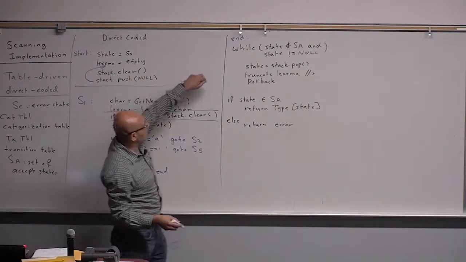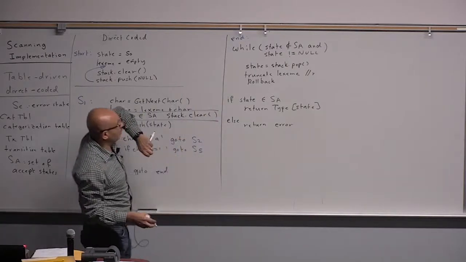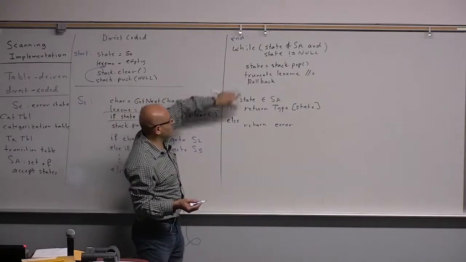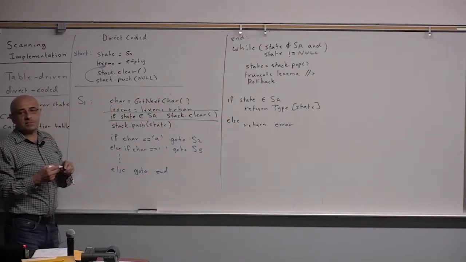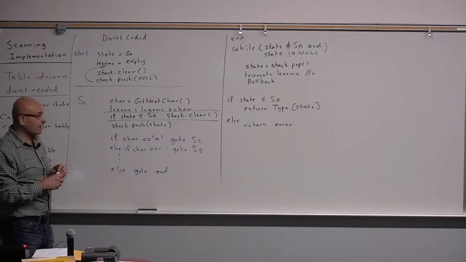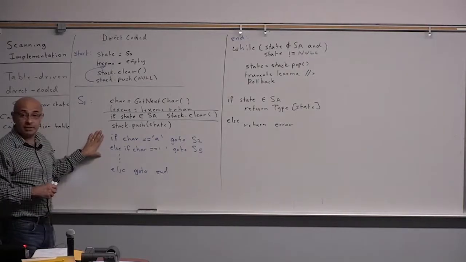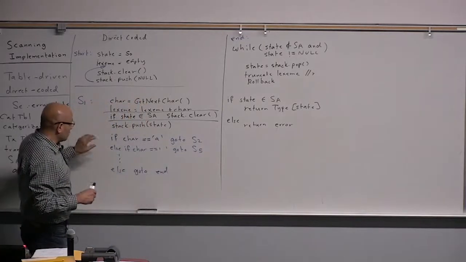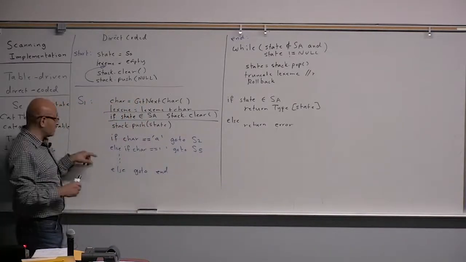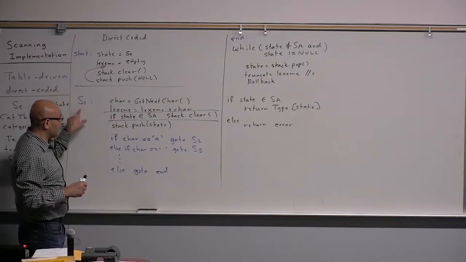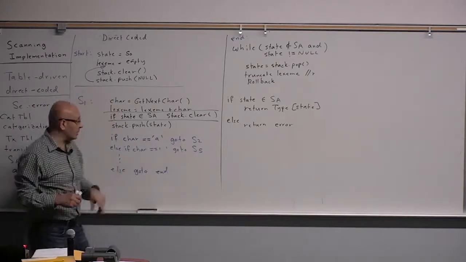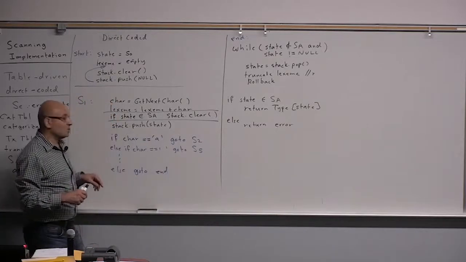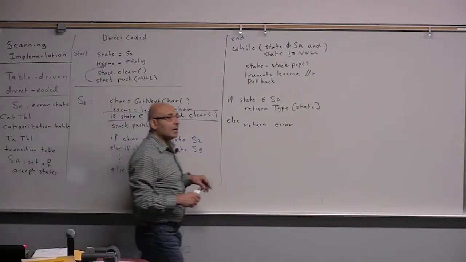So you look at, this is the rollback to the last accept state, and then you just do the same thing. So the difference between a table-driven and a direct-coded scanner is that here we don't have a table. We don't look up the next transition in a table. We just directly code it. So we just say if the state is S1 and the character is this, go to state S2. If the character is that, then go to S5, and so forth.